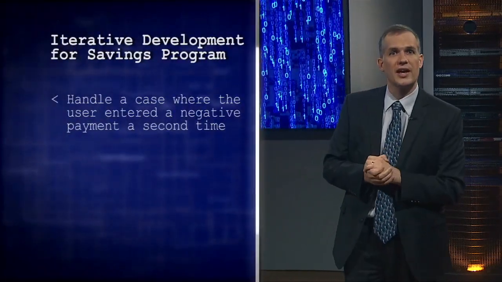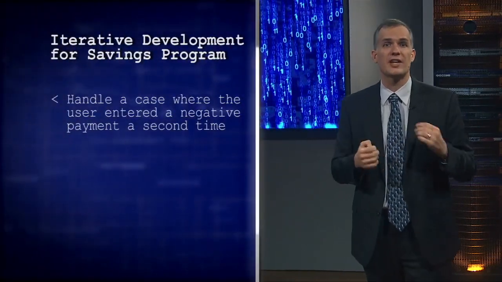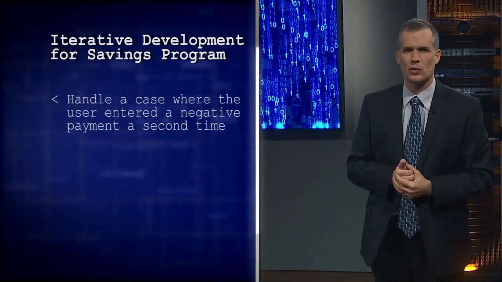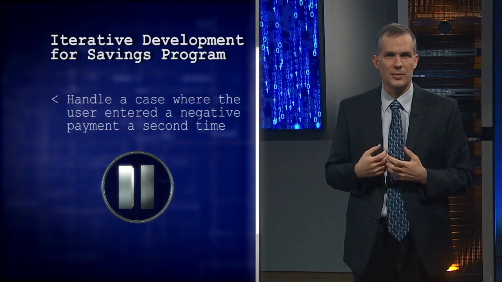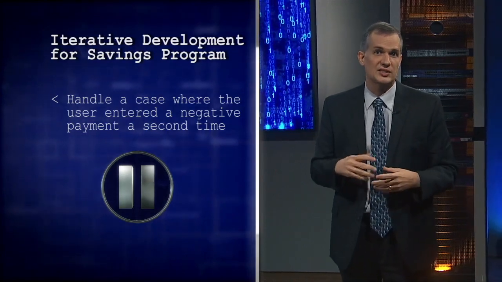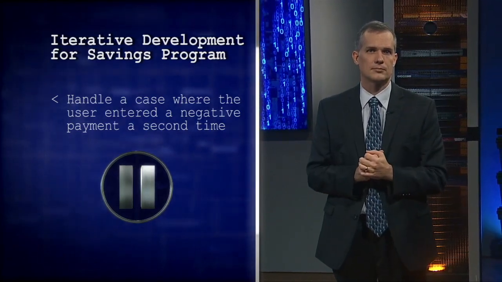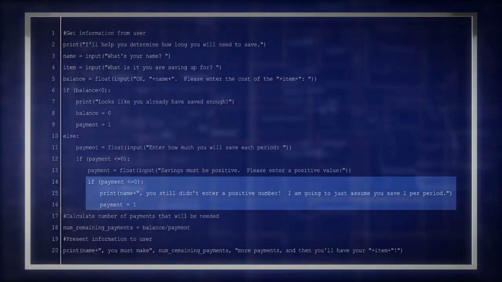Let's say that we wanted to handle the case where a user entered a negative payment a second time, even after a warning. How would you write some code that would detect that that had happened and do something different, like set the payment value to 1? Here's one way to do that.